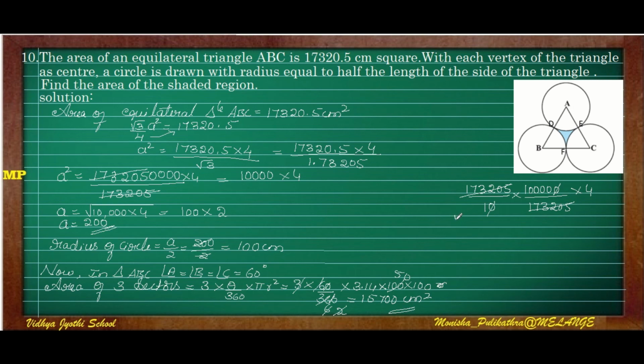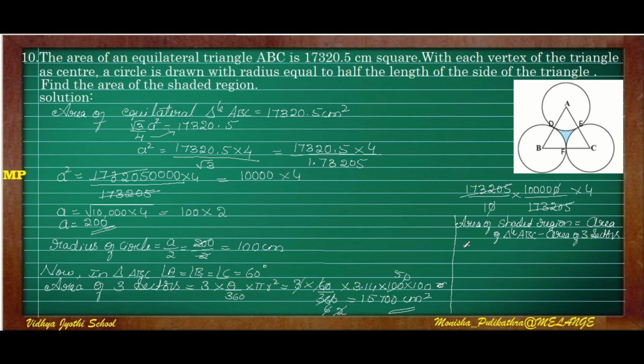Next we have to find out the area of the shaded region. So in order to get the area of the shaded region, we have to subtract the three sectors from the area of the triangle. Area of shaded region is equal to area of triangle ABC minus area of three sectors.